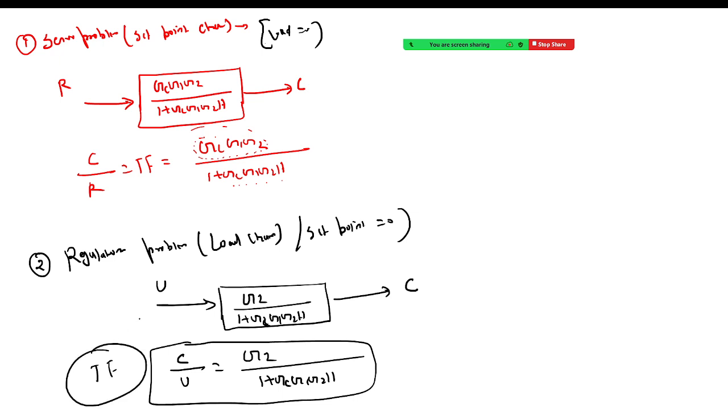Any doubt? Anyone has any doubt? Tell me. If there is no doubt, then I hope these things are clear.